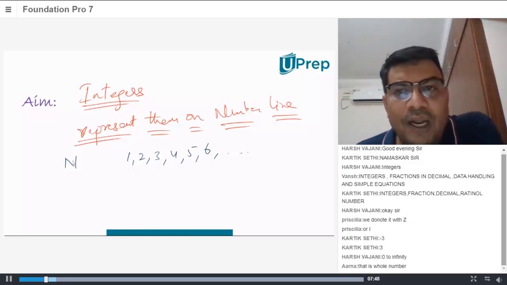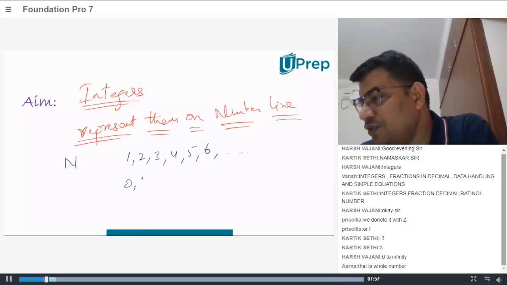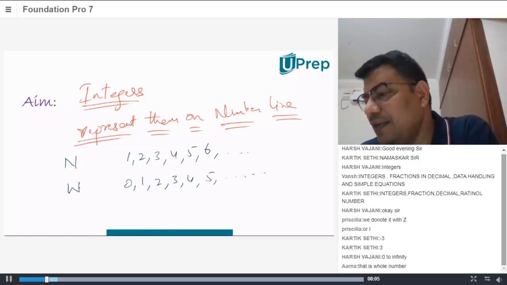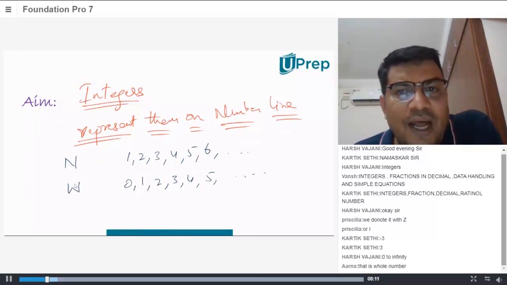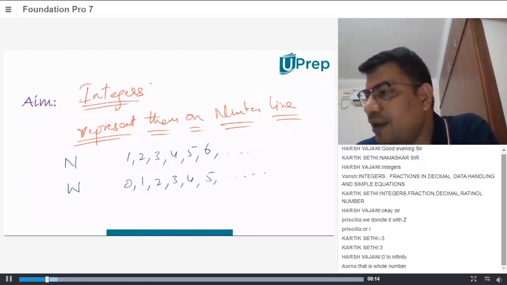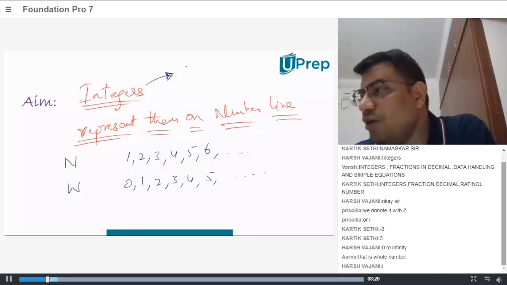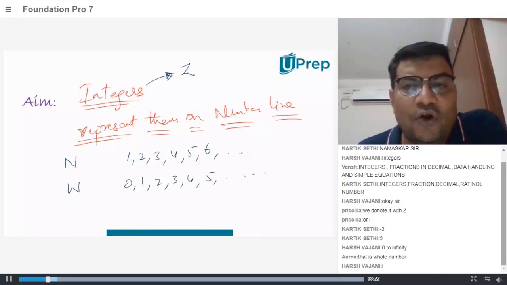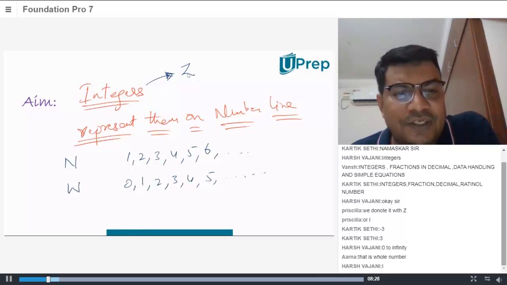So then we have whole numbers. Where do whole numbers start from? From 0 to infinity. Very good. So 0, 1, 2, 3, 4, 5, and so on. All these numbers are whole numbers, right? So whole numbers are denoted by W. Now tell me, what are integers denoted by? Capital Z. They're generally denoted by Z. That's a standard mathematical notation. So that's how we represent integers.